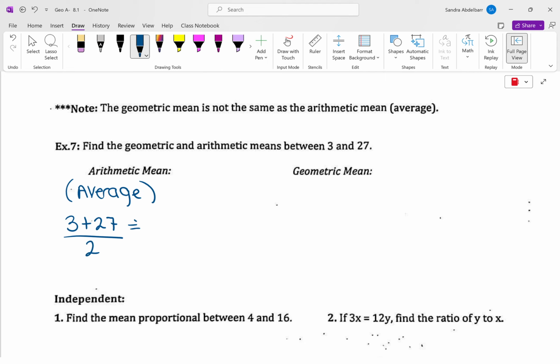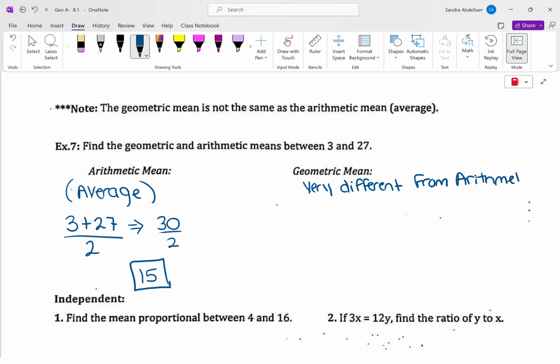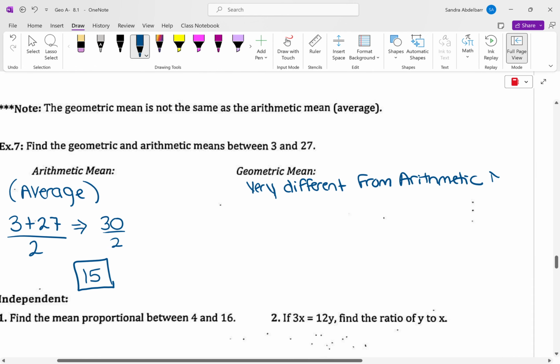So I have 3 and 27. I add those and then I divide that by 2. So this is going to be 30 divided by 2, which is 15. All right, geometric mean is very different. Okay, the geometric mean is very different from the arithmetic mean.